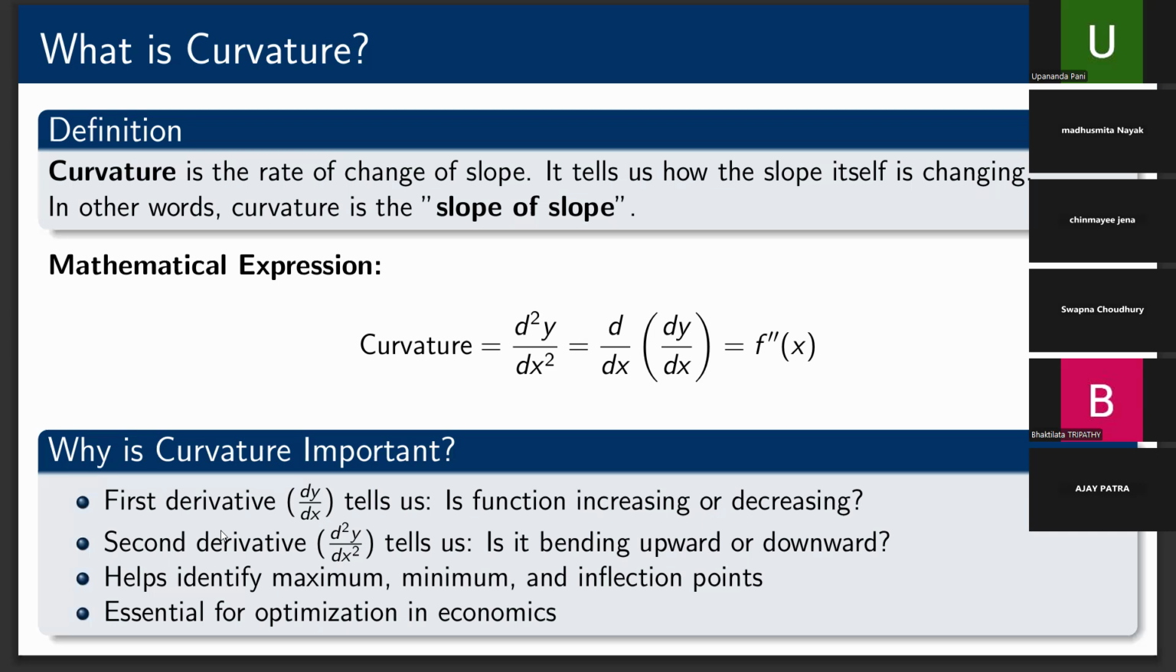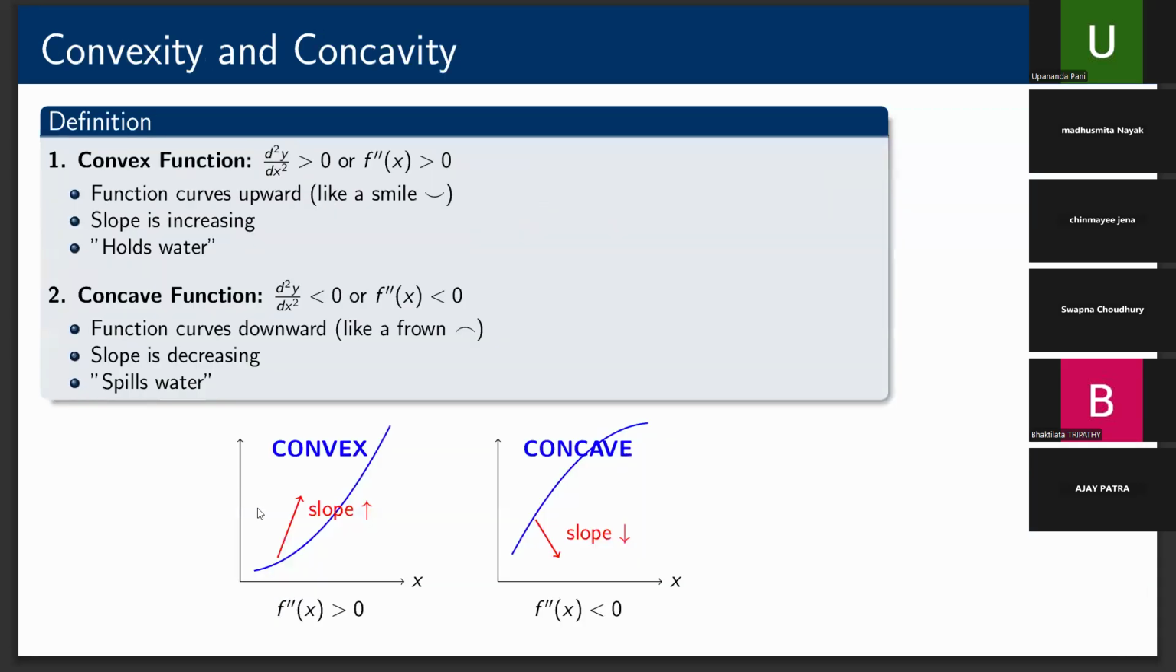Curvature is calculated mathematically by taking the derivative of the first order derivative. And mainly the second order derivative is used to check whether the function attains maxima or minima. And the next diagram will show this.